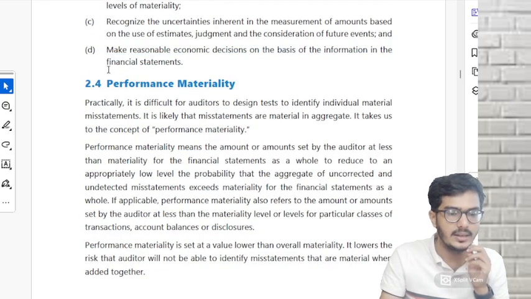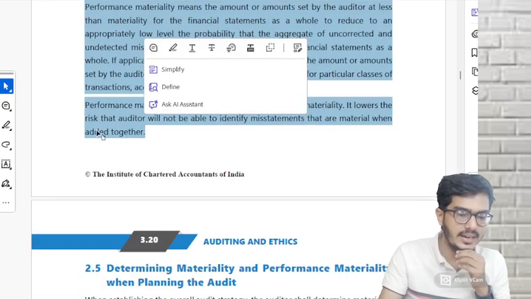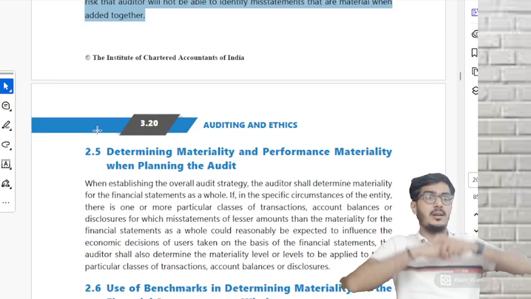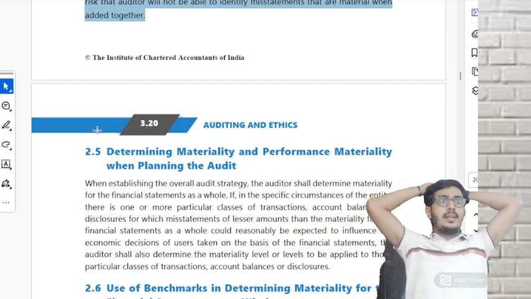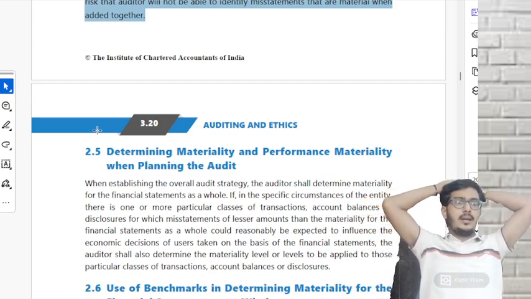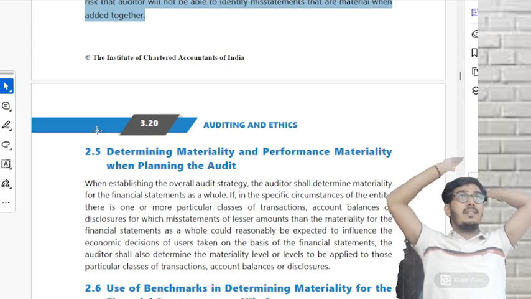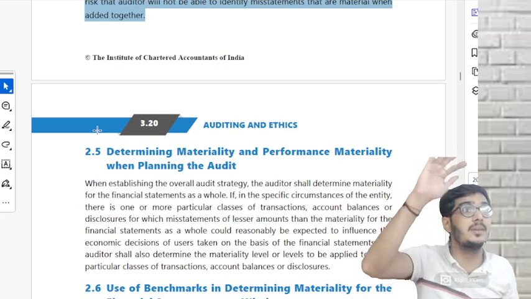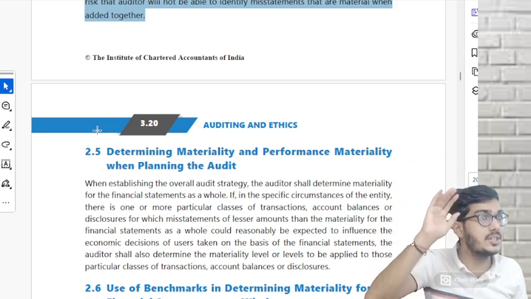Understood? Then comes performance materiality. Put it to memory, the entire thing. They ask for a short note. Performance materiality. What is performance materiality? As I already told you, misstatements can be material either individually or in aggregate. Whatever we discussed now was materiality set for the financial statements as a whole.